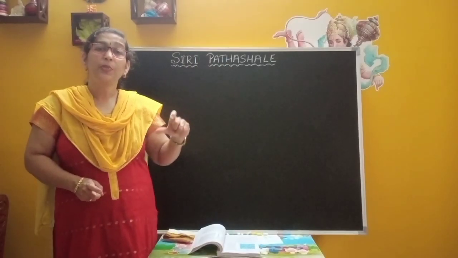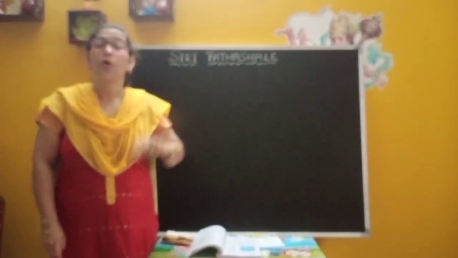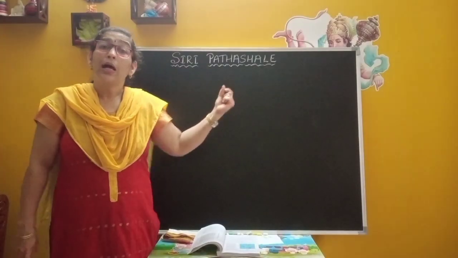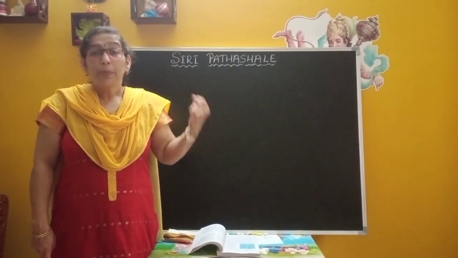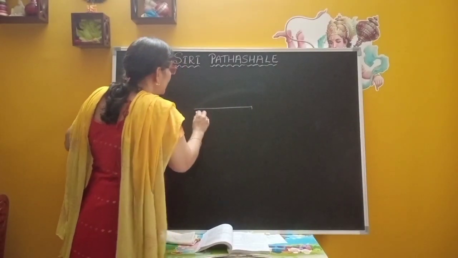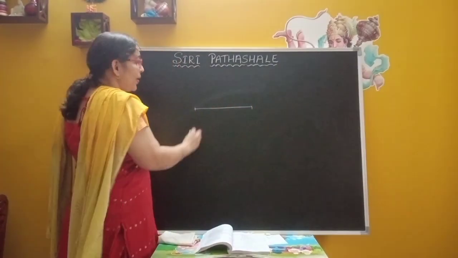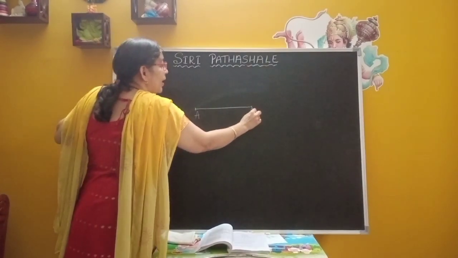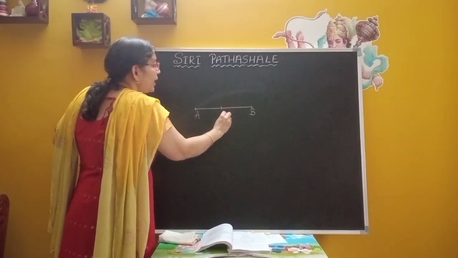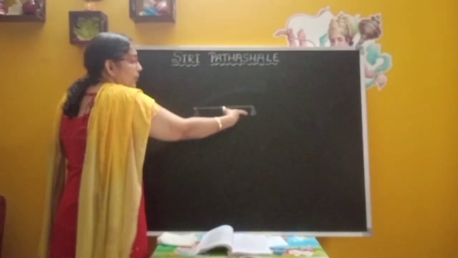When the distance is between the origin and another point, how to find the distance, that also you have learnt. And one more thing I have left, that is the midpoint formula. What is midpoint formula? If a point P divides a straight line into two equal parts, suppose here A and B are the end points of the straight line, and the point P divides the line segment equally.